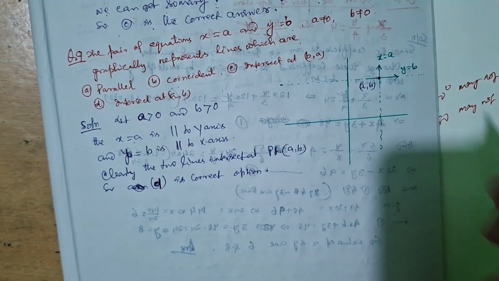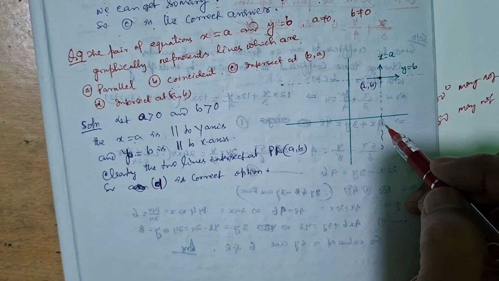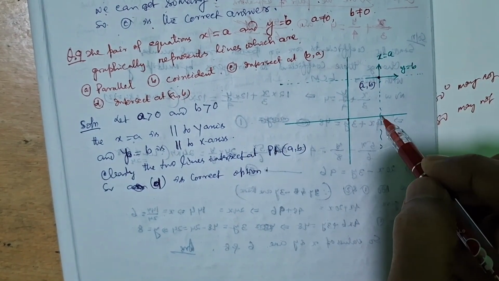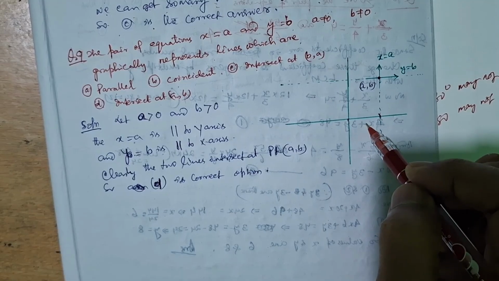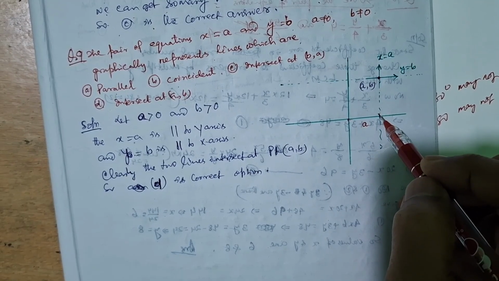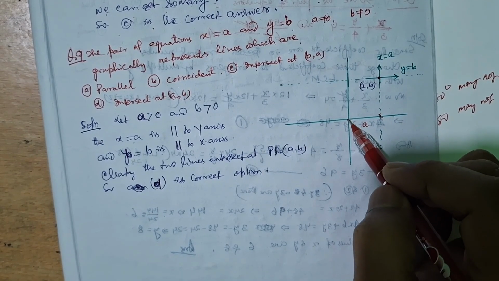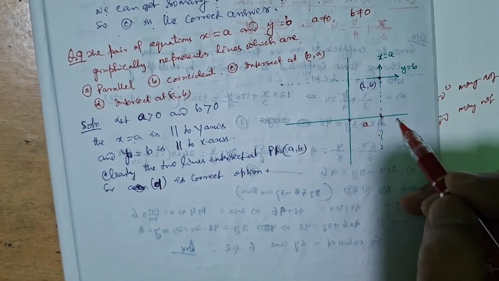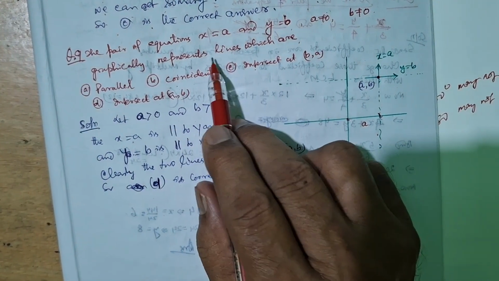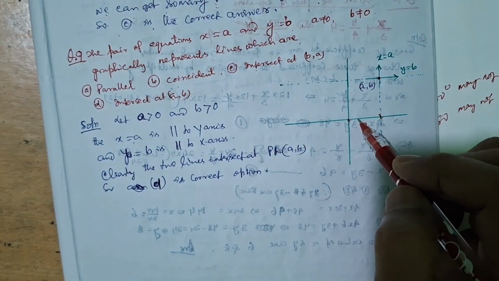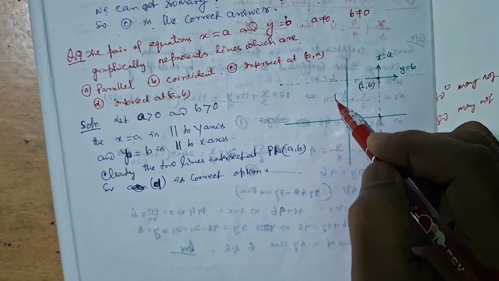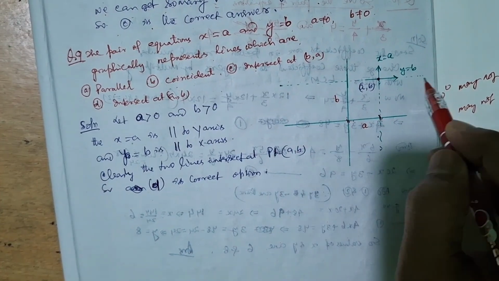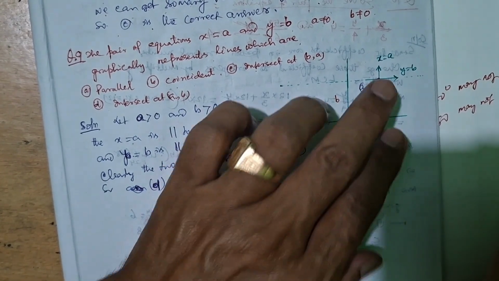What is x is equal to a? X is equal to a means it is parallel to the y-axis. It is at a distance, a unit distance from the origin, and it is parallel to the y-axis. What is y is equal to b? It is b unit distance from the x-axis, and it is parallel to the x-axis. Y is equal to b.